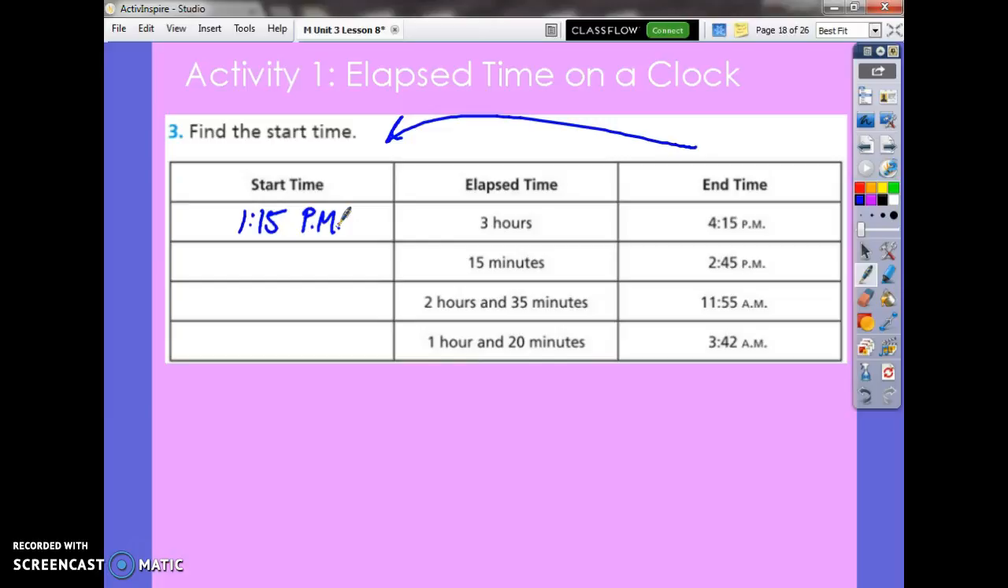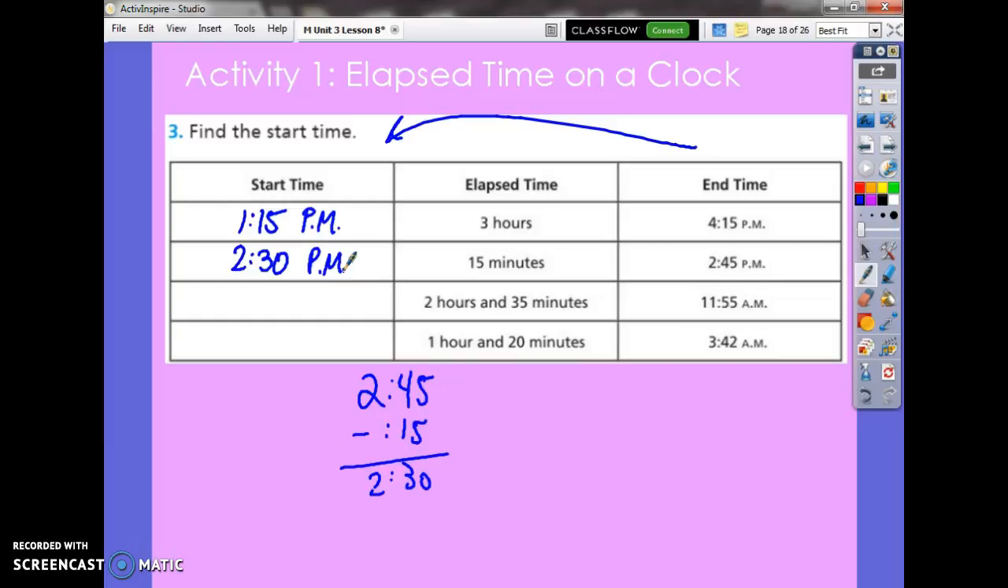Well, I have to go backwards. So if I'm at 2:45, I need to go backwards the 15 minutes. So 45 minus 15 is 30. So that means the recess started at 2:30 p.m.